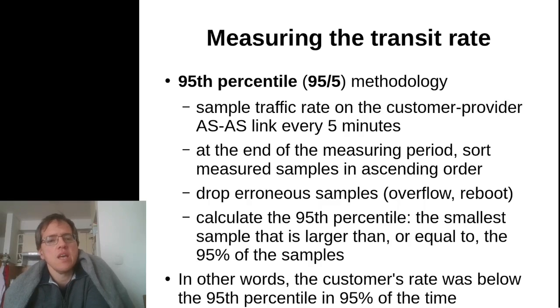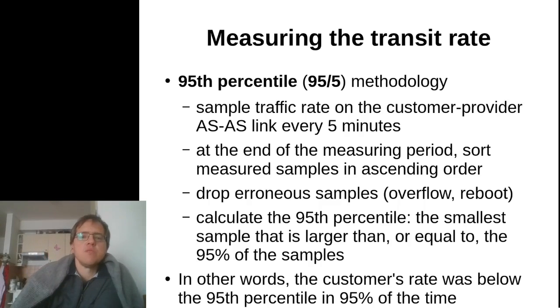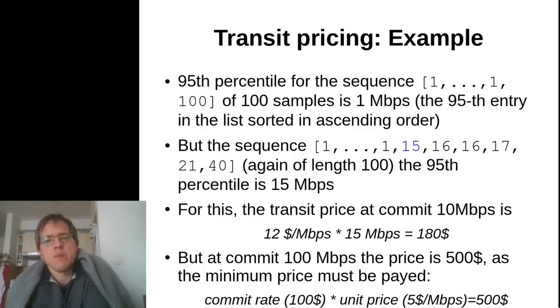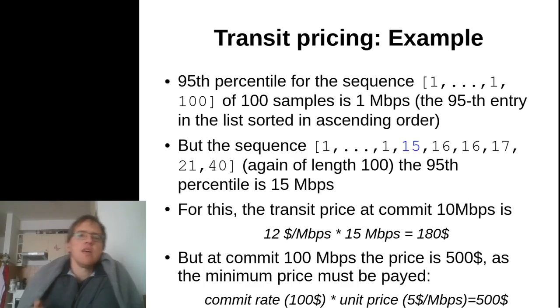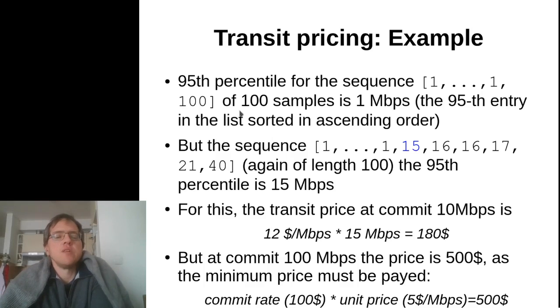In other words, the traffic rate that is measured by the provider in such a way that the 95th percentile will have this property that the customer's rate was below the 95th percentile 95% of the time. There will be a lab about that also, but a couple of examples are in order here. Imagine that we have a sequence of 100 samples consisting of 99 readings of 1 megabit per second and one reading of 100 megabit per second.